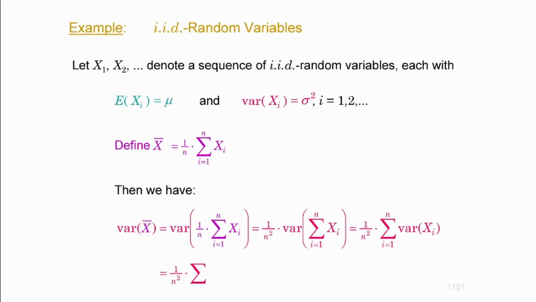Now, what are the variances? You see them. The variances are those constants, namely sigma squared. So you end up summing up those sigma squared, and you have 1 by n squared times the sum of those sigma squared, which equals 1 by n squared times n times sigma squared, because you sum them up n times. So you have n times sigma squared. And 1 by n squared times n times sigma squared is, however, sigma squared by n.